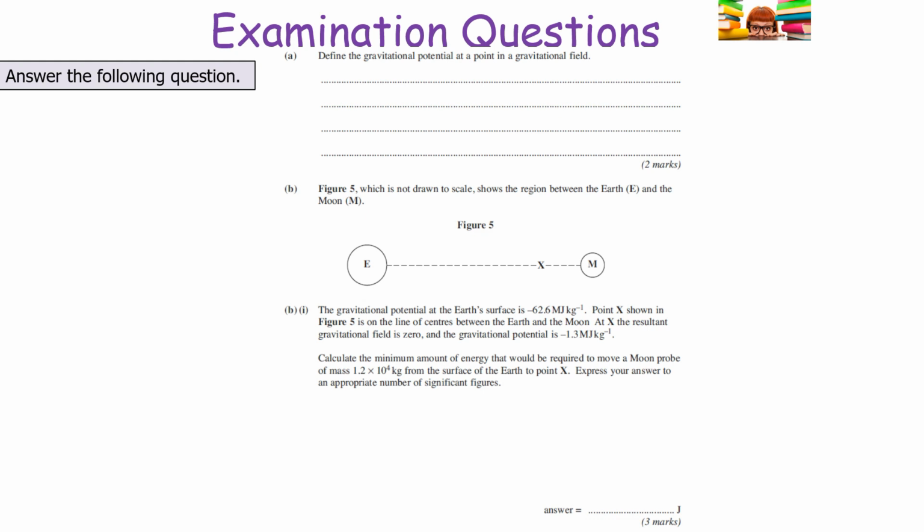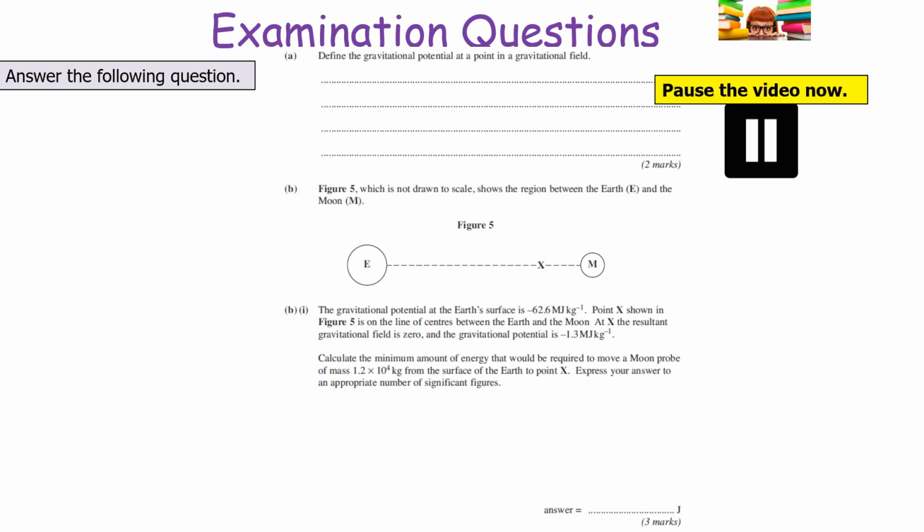So calculate the minimum amount of energy that we require to move a moon probe of mass 1.2 times 10 to the 4 kilograms from the surface of the Earth to point X, and express your answer to the appropriate number of significant figures. So pause the video now, then unpause the video when you want to go through the answer.